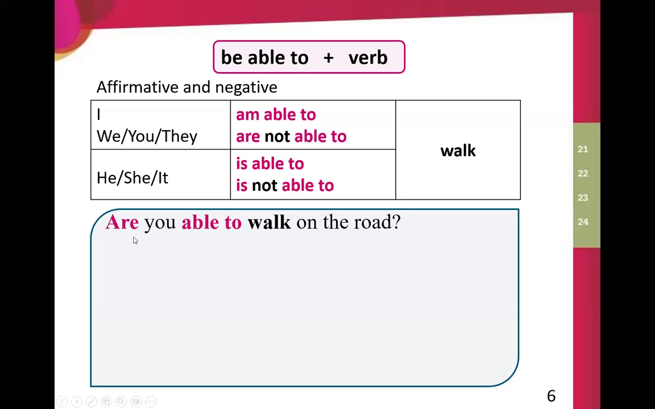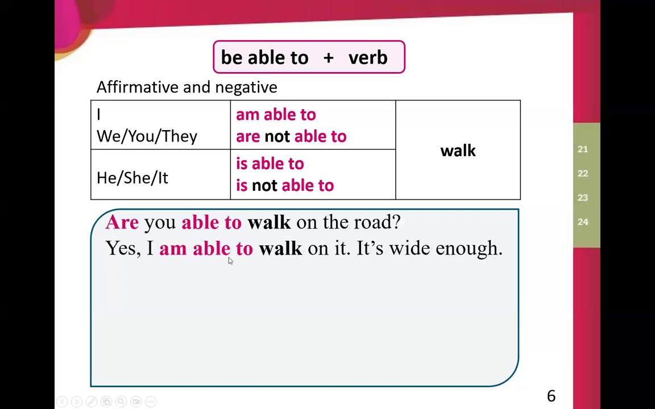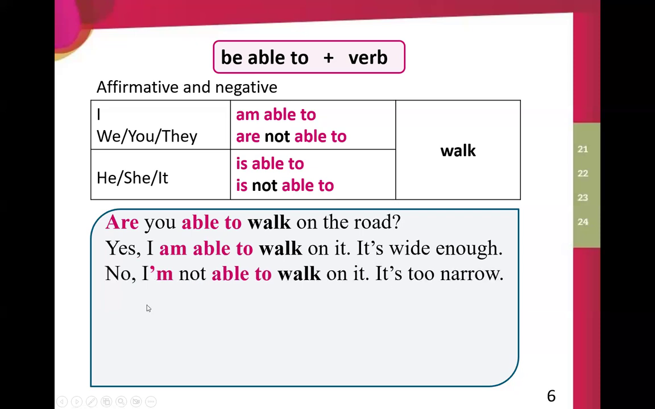We can also form a question by changing the order of the verb to be. For example, am, is or are comes before the subject, then able to, then the infinitive form of the verb. Are you able to walk on the road? Yes, I am able to walk on the road. It's wide enough and so on. No, I'm not able to walk on the road. In these sentences, we can find that the verb walk comes in the infinitive form and it doesn't change.